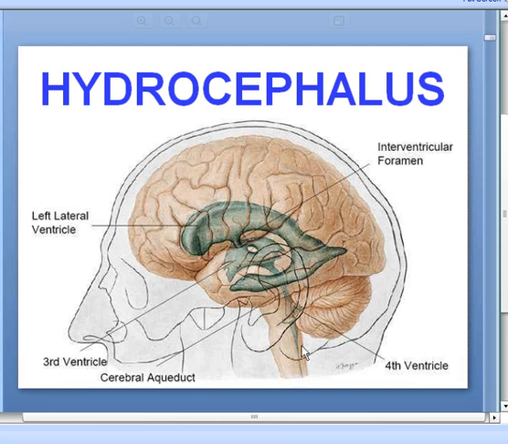Once the CSF gets down to these big cisterns at the base of the brain near the foramen magnum, it then starts to circulate through the subarachnoid space over the convexities of the brain, over the hemispheres, as well as the subarachnoid space of the spinal cord. And eventually it gets absorbed through the arachnoid granulations, also called the Pacchionian bodies, if you want to remember that.